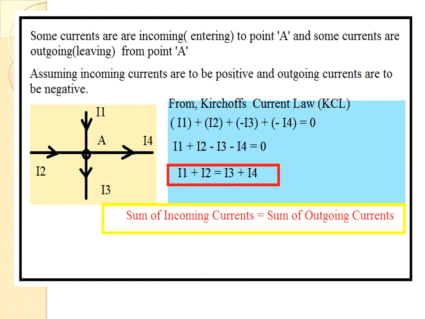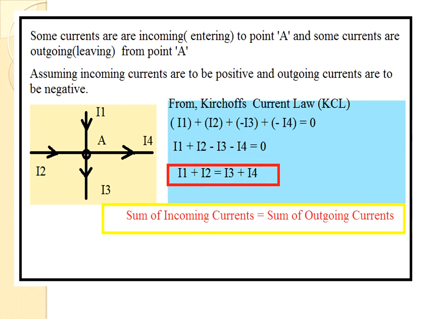Hence, from Kirchhoff's current law, we shall write. Observe the diagram. You have to draw the diagram. How many currents are there? 4 currents are there. I1 is incoming current. I2 is incoming current. I3 is outgoing from point A. I4 is outgoing. So, once again, incoming currents are positive, outgoing currents are negative.